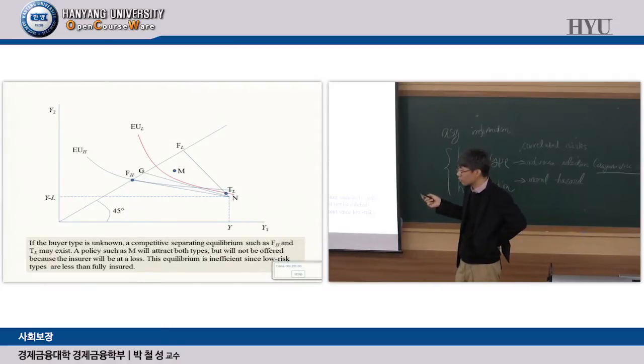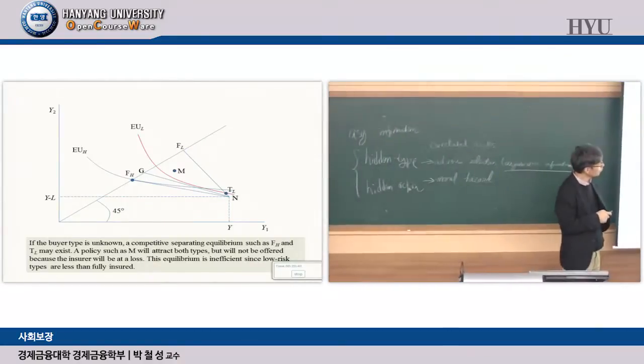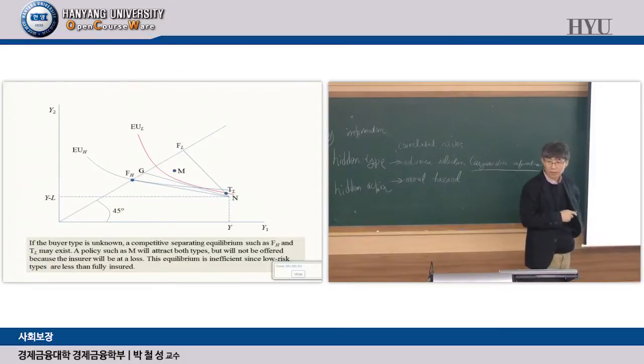It can actually attract both types, but the problem here is that this policy is not profitable. If they pull both, then they have to charge a premium along this line, but here the premium is too low. So what does it mean? It means there is no company trying to sell a policy like M. Which means that once you are settled in FH and TL, you can be quite stable, because no companies try to disrupt FH and TL.